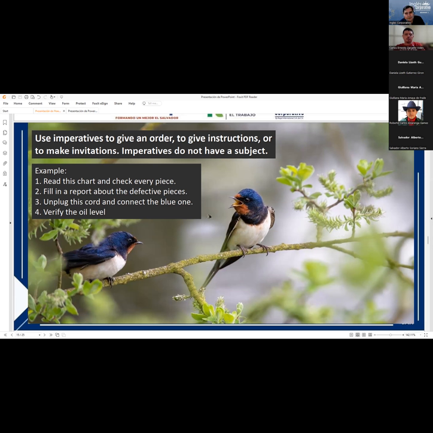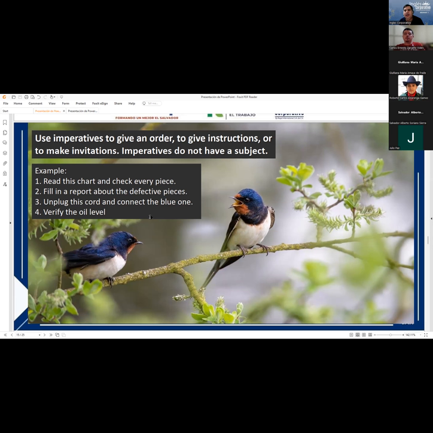Okay, examples. Read this chart and check every piece. Fill in a report about the defective pieces. Unplug this cord and connect the blue one. Teacher, unplug? Unplug, okay. Separate. Desconectar. Yes, desenchufar, right? Unplug this cord and connect the blue one.